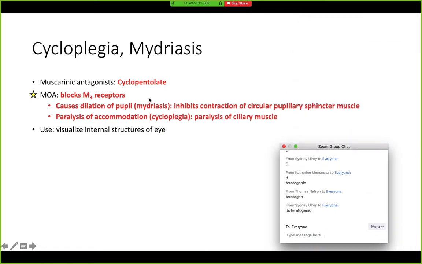Okay, this is an important one. So cycloplegia and mydriasis, the muscarinic antagonist is cyclopentolate, and it's going to cause dilation of the pupil as well as paralysis of accommodation. So this can be used to visualize internal structures of the eye.